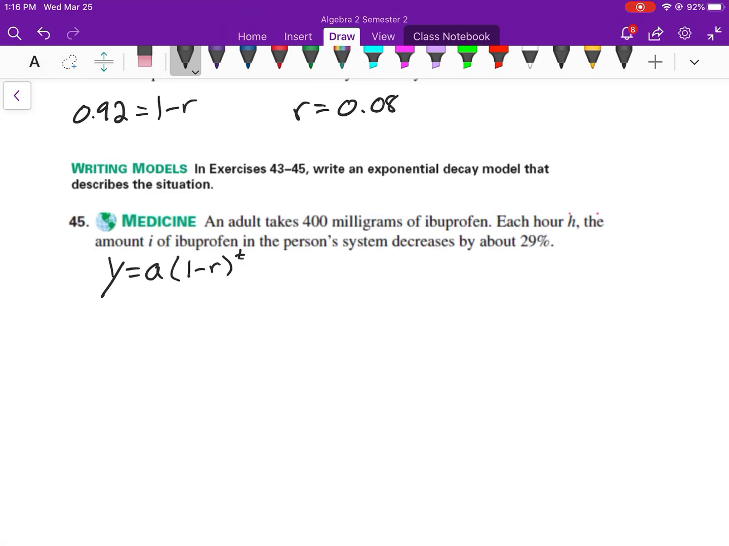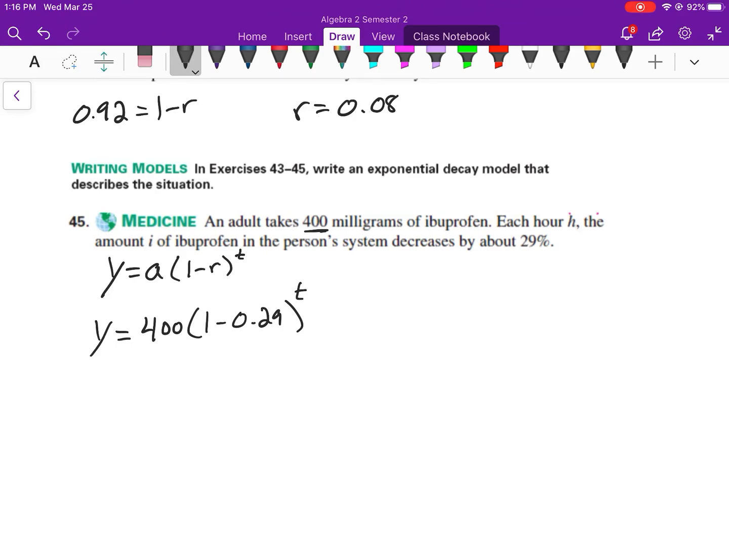So y is equal to A times 1 minus R to the T. If we fill in what we know, this 400, that's the initial amount that we have, so that's our A value. We got a decay rate of 29%, which I'll write as 0.29. Okay, and to the T. Now, in this case, writing a model, we're writing an equation that will represent any situation.